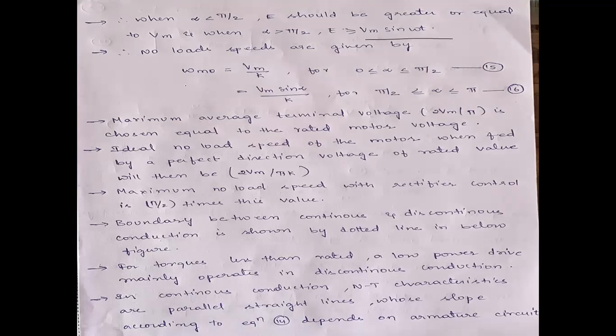From this we can say what the no load speed is. The ideal no load operation is obtained when Ia is equal to 0. At that time we can calculate the speed, that is the no load speed. That's why we are putting the subscript O here, omega m naught. The no load speed omega m naught is equal to V by K from the interval 0 to pi by 2. From pi by 2 to pi, it will be Vm sin alpha by K.